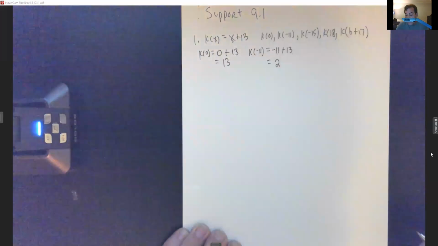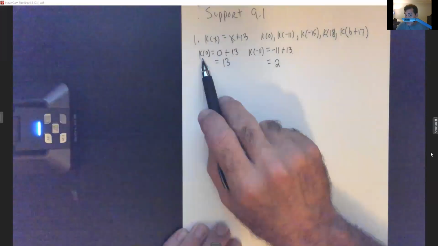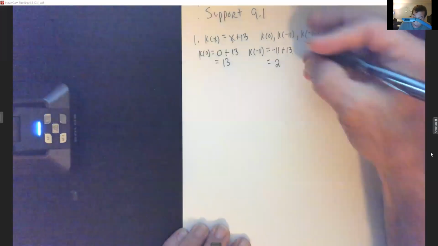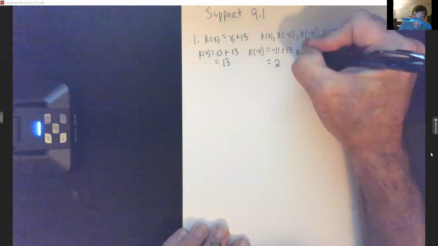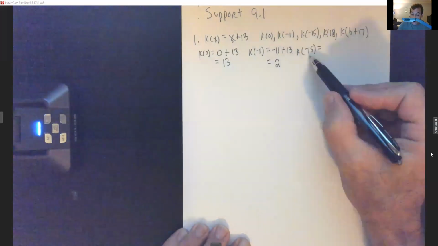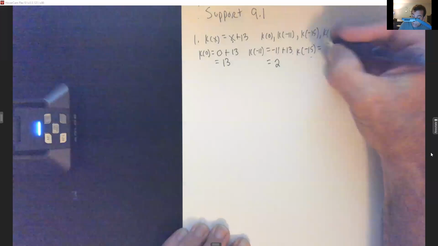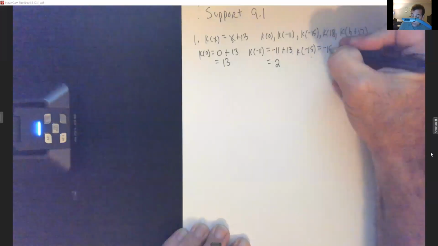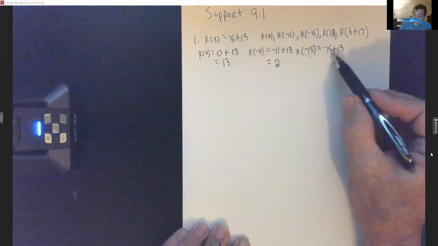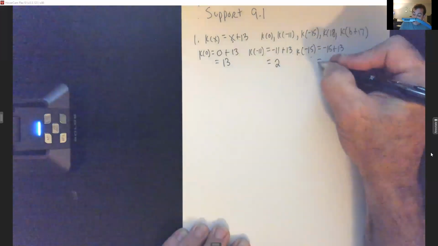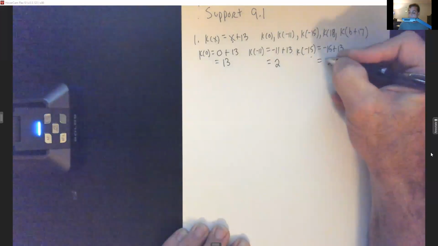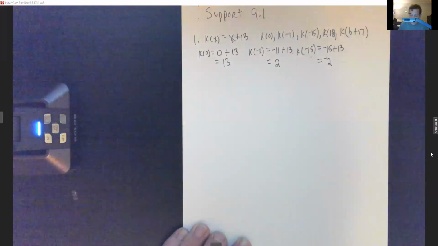So notice the left side is just symbolism telling you what we put in for these x's, okay? So you do nothing with it, you just work that right side once you plug these numbers in for those x's. So k of negative 15, I want to put negative 15 in for x. And then I still got a plus 13, see? So it's still an x plus 13. All right, so now I got a negative and a positive. Subtract 15 minus 13 is 2. Larger number is negative, so the answer is negative 2.